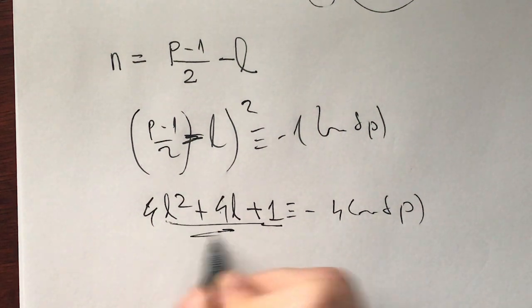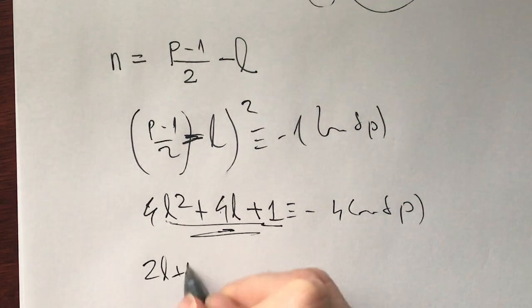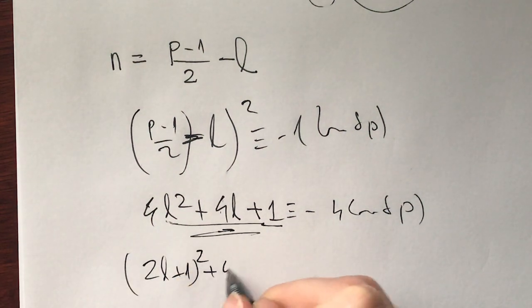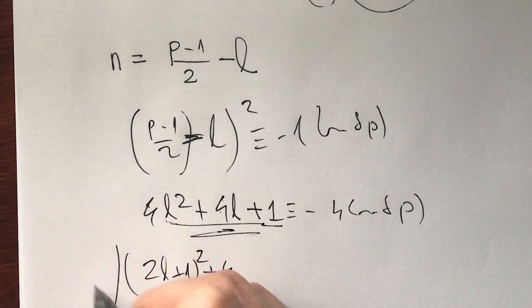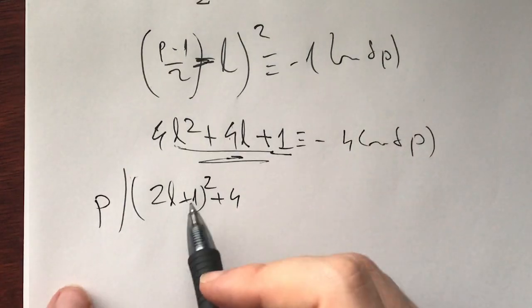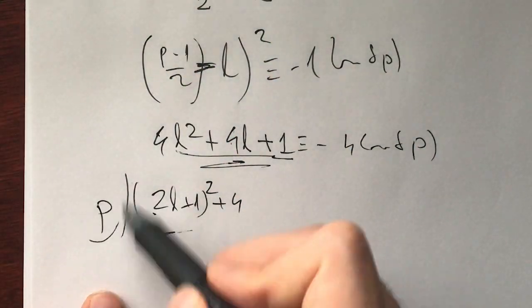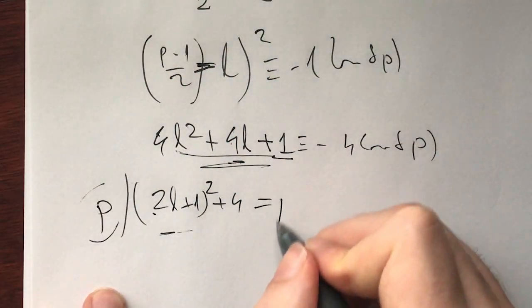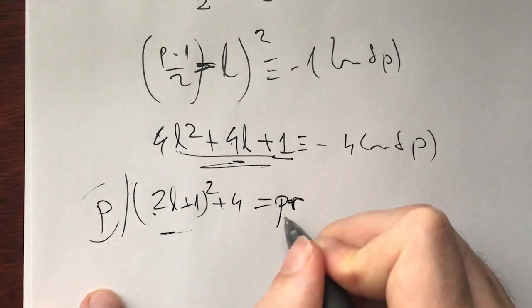And now, with this in mind, this means (2L plus 1) squared plus 4 is divisible by p. Okay, and this gives us constraints, like L won't be equal to 1. We have L now in terms of p, this is equal to p times some r.